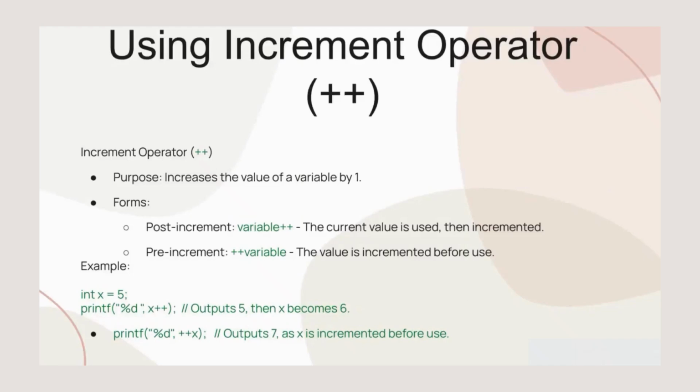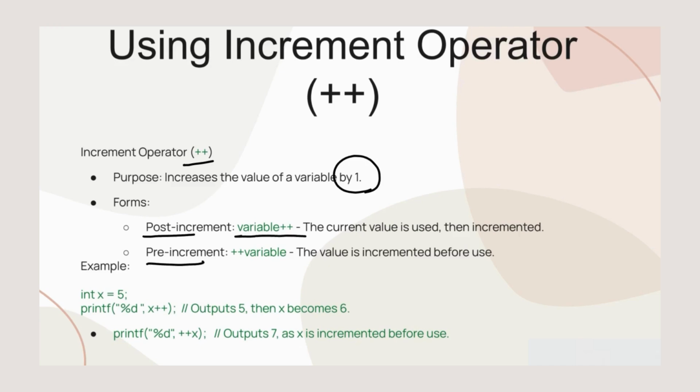Using increment and decrement operators in C. As we had seen in the previous chapter, plus plus and minus minus are increment and decrement operators. So let us understand these in detail. The increment operator is indicated with two plus signs, which says that it is going to increase the value of a variable just by 1. There are two forms of increment operator, post-increment and pre-increment.